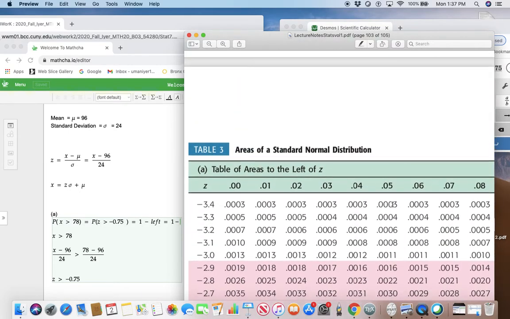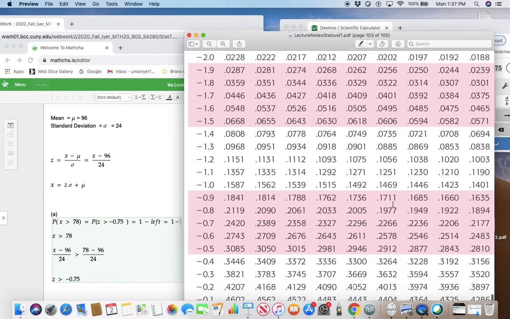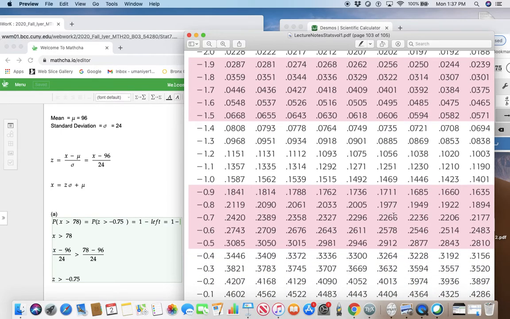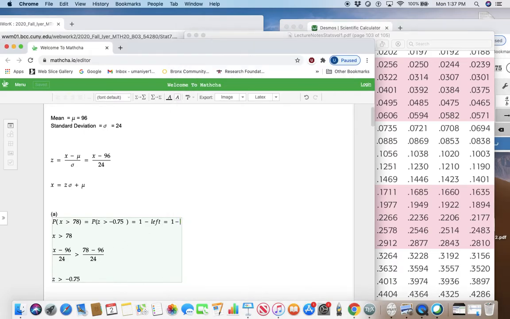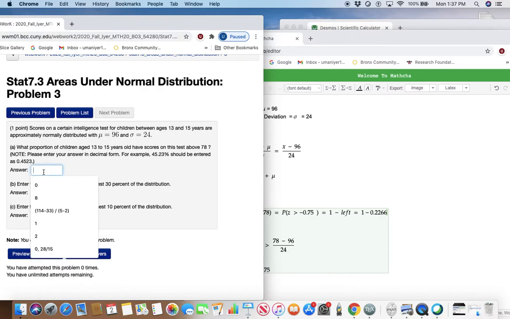The 5 column is here. Negative 0.7 is here. So 0.2266. 1 minus 0.2266. So they don't want you to use percentage, okay? They simply want the probability, 1 minus 0.2266.